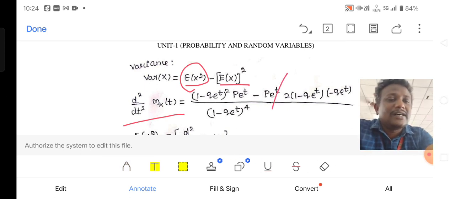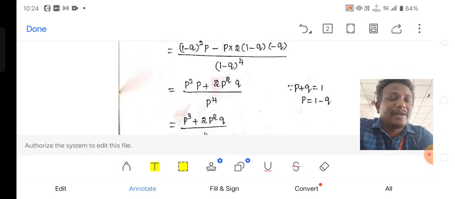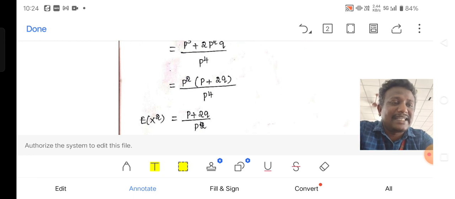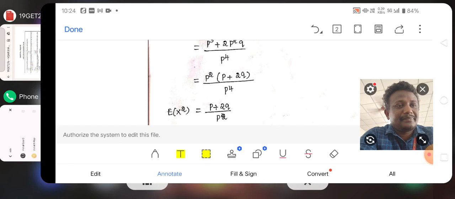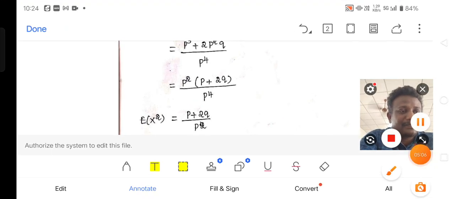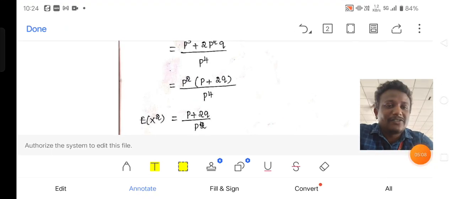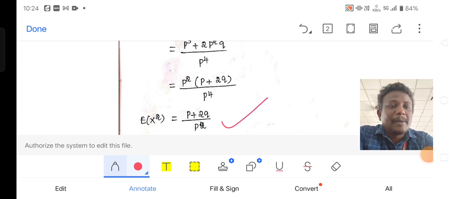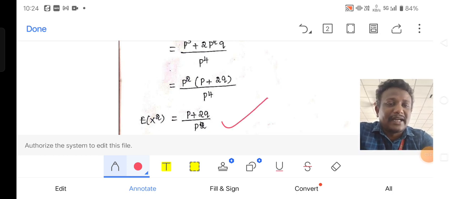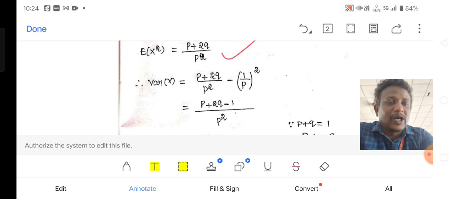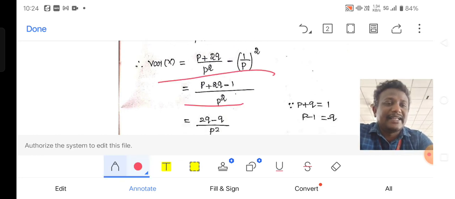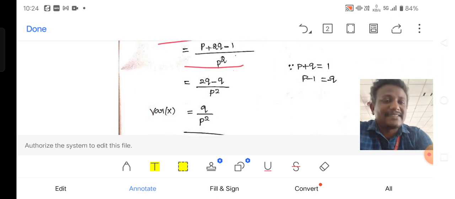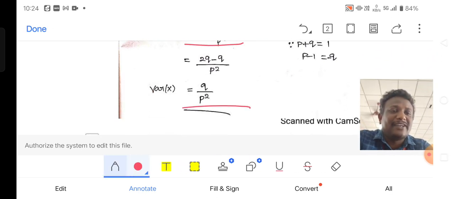Now after simplifying, after applying all the results, we get E of x square equal to p plus 2q divided by p square. Okay, clear? Now substitute all the results in the variance formula, then simplify it, and finally we get variance equal to q divided by p square.